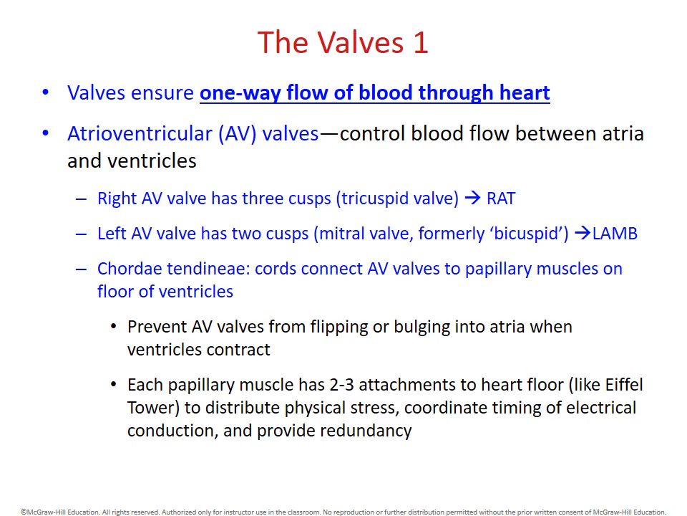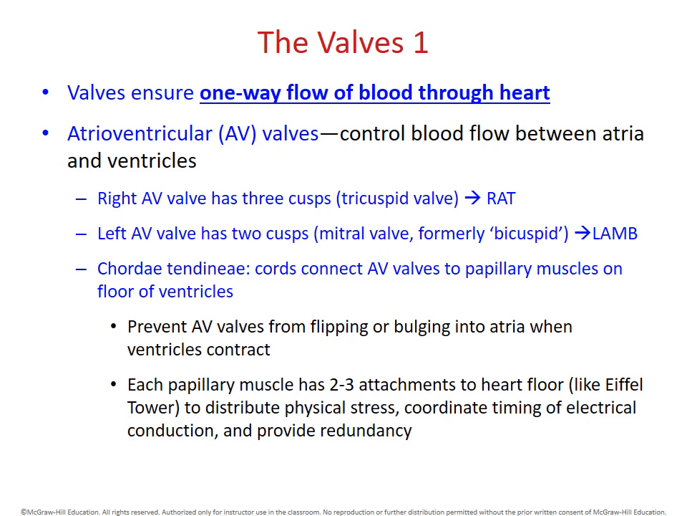You can also call it the right AV valve, but most of the time it's called tricuspid because it's made out of 3 cusps. 3 cusps basically means 3 pieces of connective tissue that are lined up and creating that opening and closing mechanism. So 3 pieces, 3 cusps make a tricuspid valve.